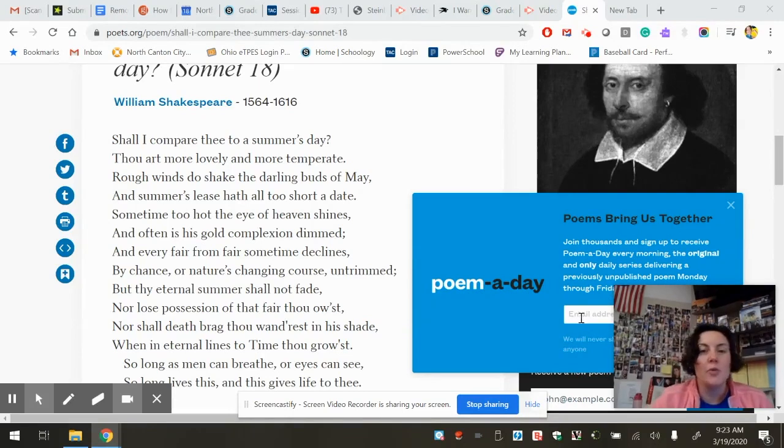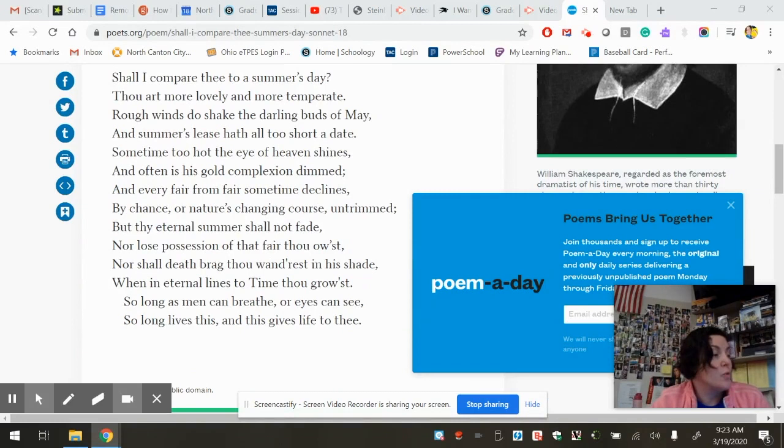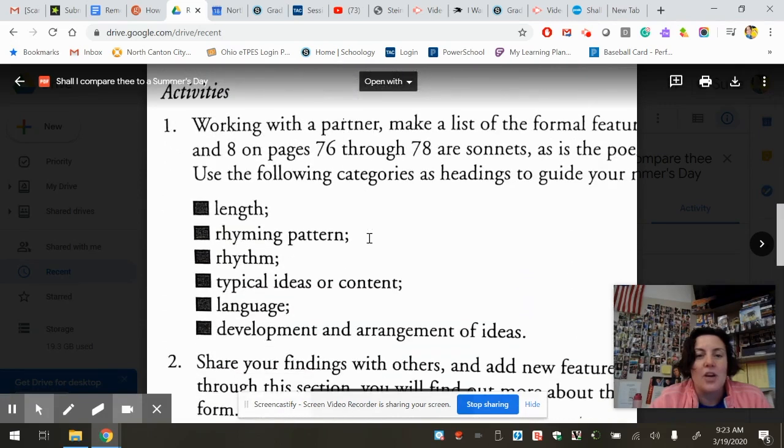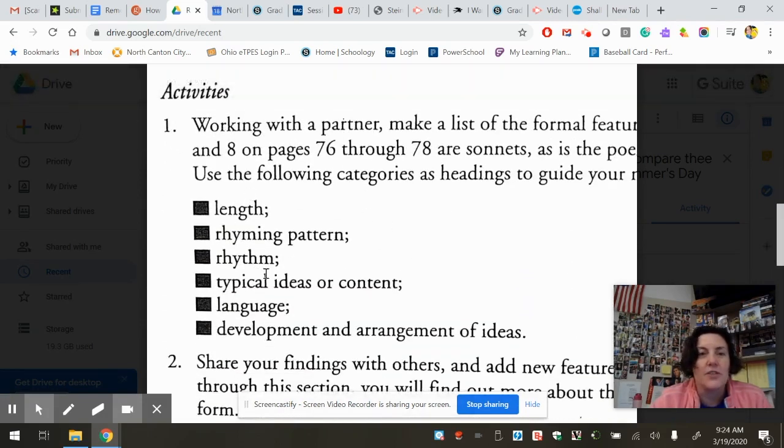All right, hopefully you have already done the activity that I asked you to do, where you would do the paraphrasing of each of these lines and figure out where they go. I'd like you now to look at the second page, where there's a bulleted list of things that are typical of sonnets. So sonnets are 14 lines. They have to be 14 lines. If they are not 14 lines, they are not a sonnet.